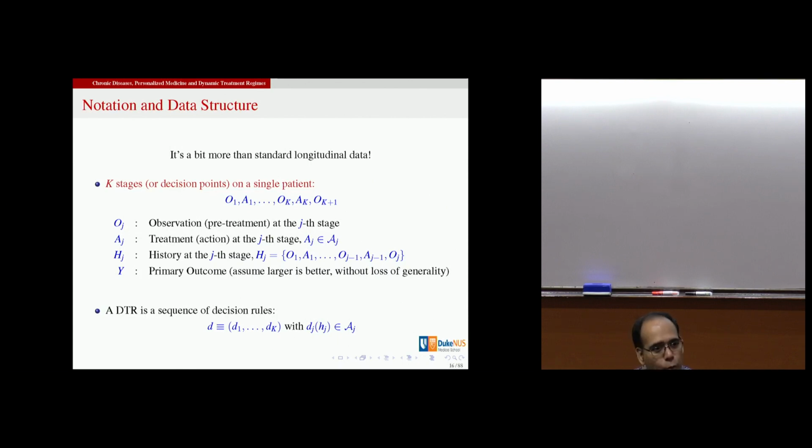Yes, Y can be an end-of-trial, end-of-study outcome, but it can also be an added outcome. Meaning, every time point, whatever you are getting might add up, or be some function of that.